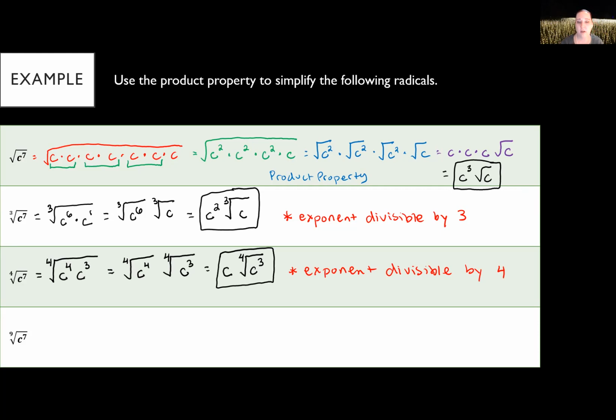So the last one here I have is the 9th root of c to the 7. So we would need to have our exponent divisible by 9. The 7 is smaller than the 9, so there's no way that we're going to be able to split it up to be divisible by 9 because you're splitting it up and you're going to get smaller exponents. This is already simplified because that exponent on the inside is smaller than the index that's on the outside. So this one's already simplified and we can't do anything to it.